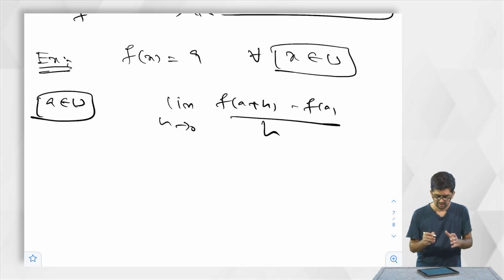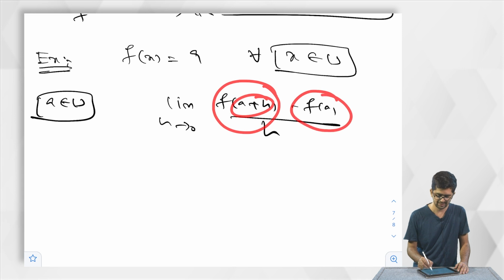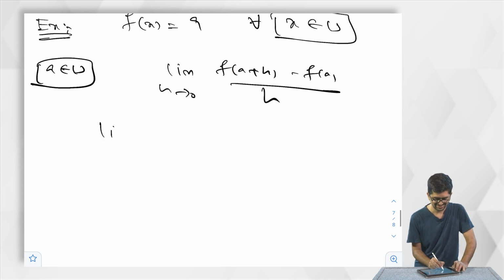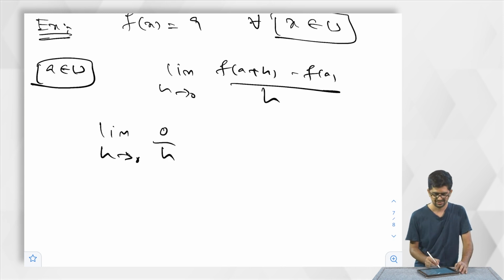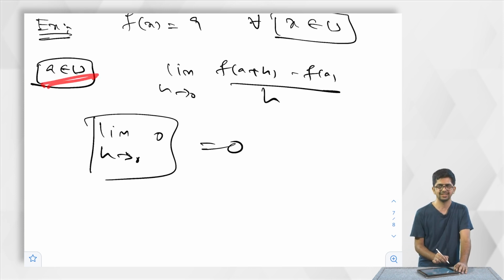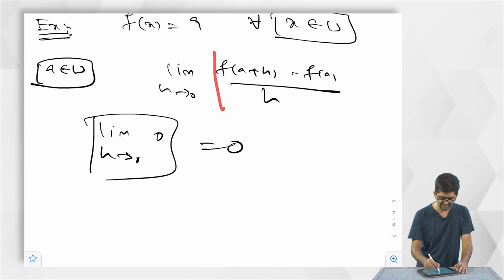So irrespective of what the point is, this is 9, this is also 9, 9 minus 9 is 0. So this is actually 0 by h for every h, and this is a 0 function. So the limit of a 0 function is 0. So this is equal to 0. Irrespective of what point you are taking, this function itself is a 0 function.